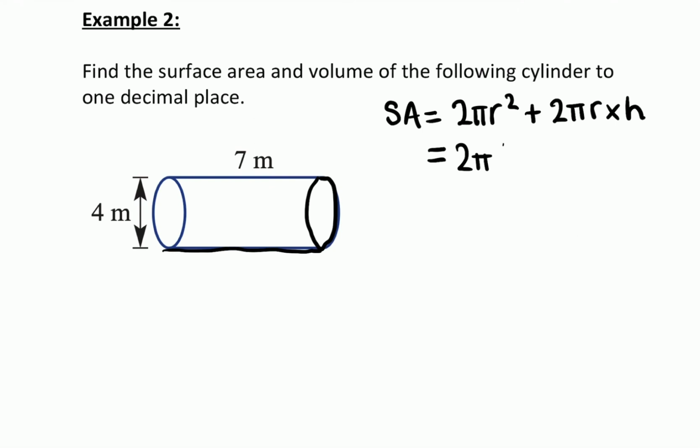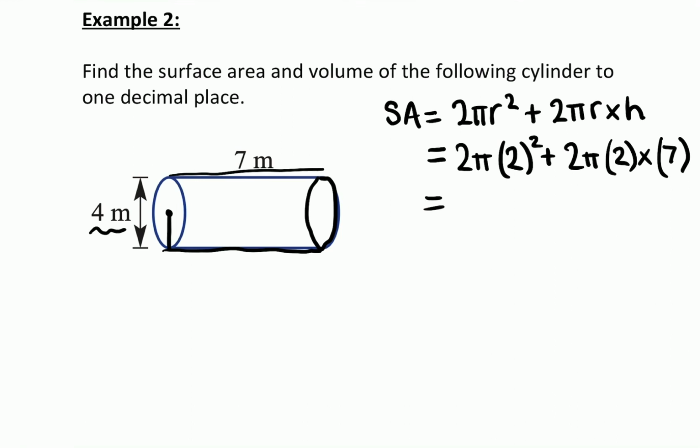2 pi, our radius, well, we've got to be careful here. They haven't actually given us our radius of the cylinder. They've given us our diameter here. So the radius is just going to be half of the diameter. It's just going to be from the center to one edge. So half of 4 is 2. Our radius must be 2. Radius again, 2. And multiplying by the height of the cylinder. Well, our cylinder is lying on its side, so the height is this 7 meter length here.